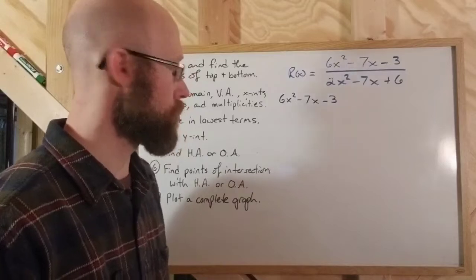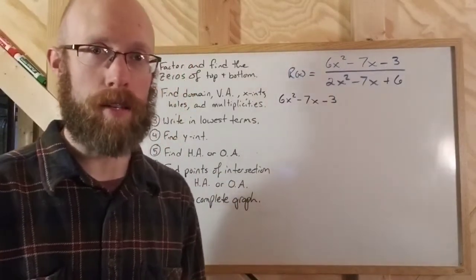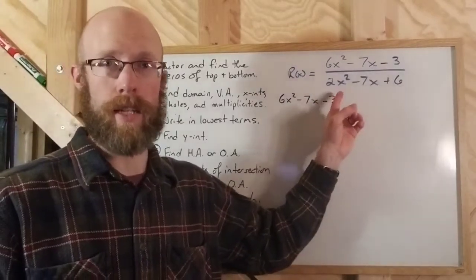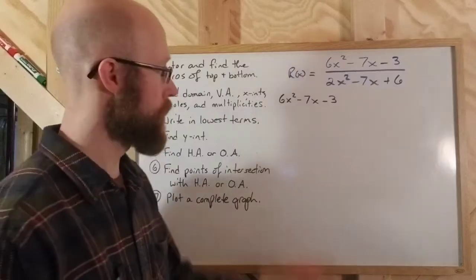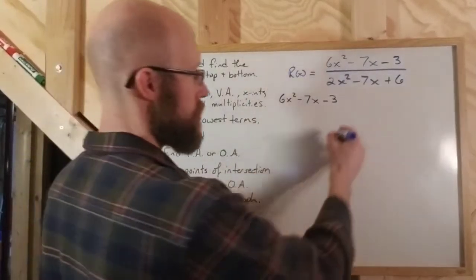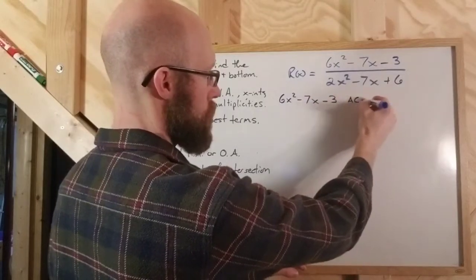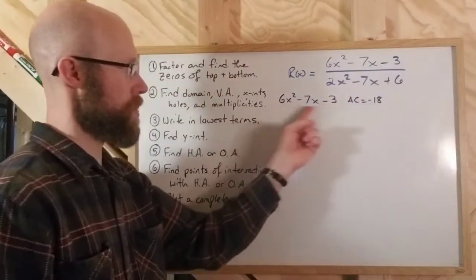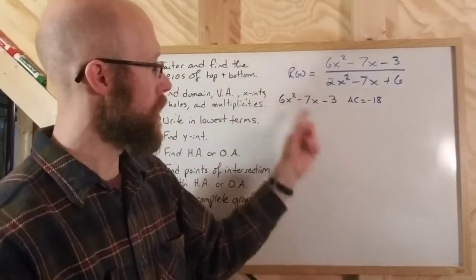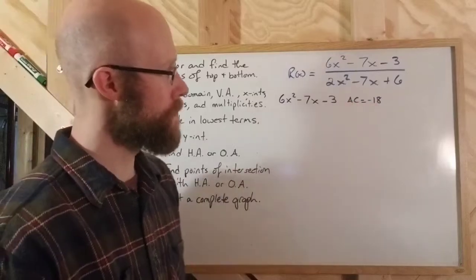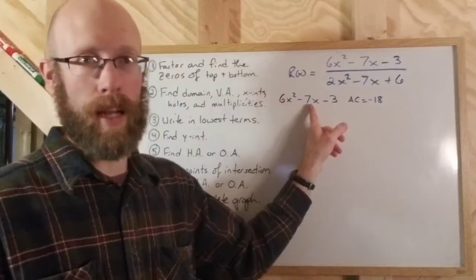You can use whatever you're most comfortable with, but I'm going to show you this modified AC method, and then we'll use it on the denominator as well, because it also has a leading coefficient that is not 1. Okay, so the modified AC method is this. You take the A times the C. AC is equal to negative 18, right? 6 times negative 3. A, B, C, you get your 3 terms. A is the leading coefficient, C is the constant. And then you have to find factors of negative 18 that add up to negative 7.